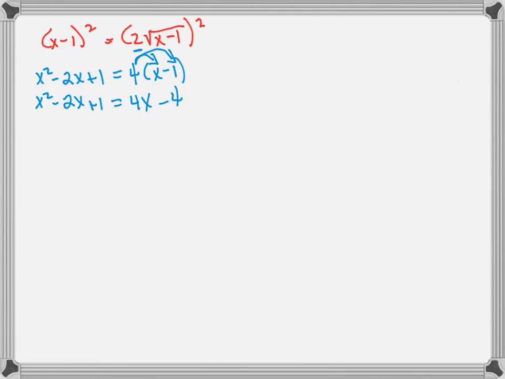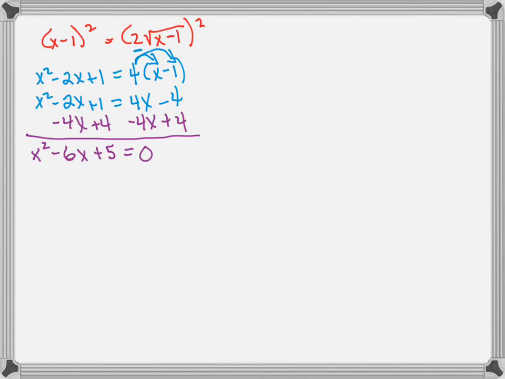I will move everything to one side and have 0 on the other. So I will subtract 4x from both sides, and I will add 4 to both sides. I'll be left with x squared minus 6x plus 5 equals 0. I can factor this left-hand side. So what are numbers that multiply to 5 and add to negative 6? That would be negative 5 and negative 1.